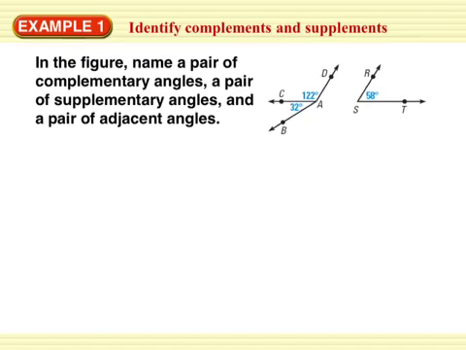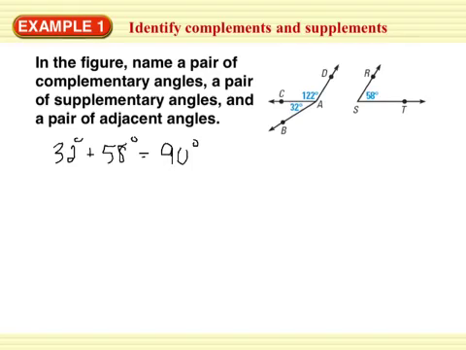First example, identify complements and supplements. In the figure, name a pair of complementary angles, a pair of supplementary angles, and a pair of adjacent angles. So for complementary angles, we're looking for two angles that add together to get 90. So if I look, I see 32 degrees plus 58 degrees, 90 degrees. We have to put those degree signs in.